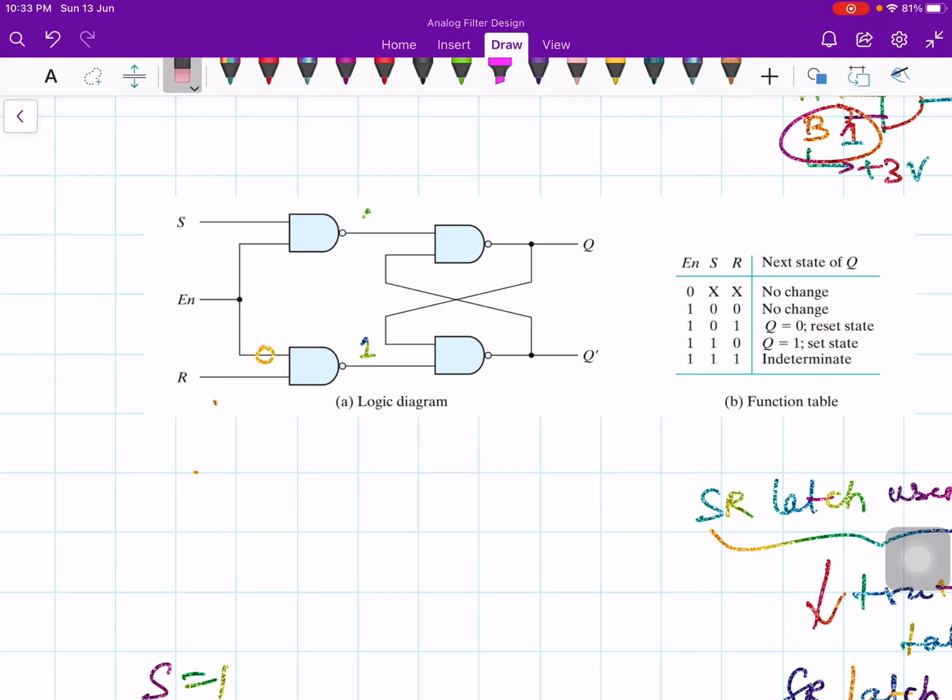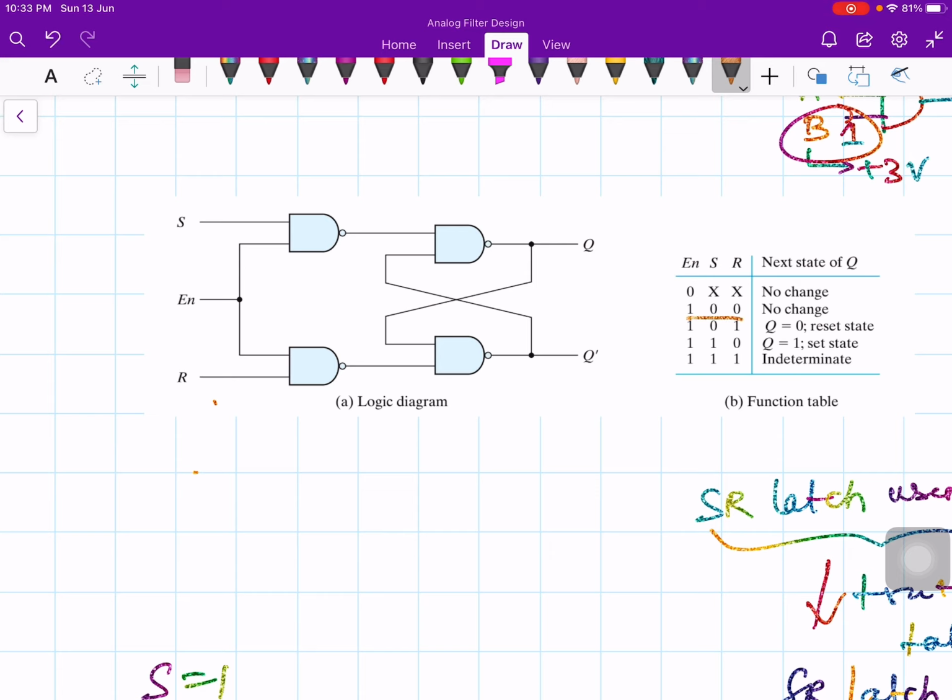Now actually I copied this figure from the textbook, because I need to write and erase. If I draw the figure, then it's very difficult for me to explain. Otherwise I could have drawn the figure. Fine.